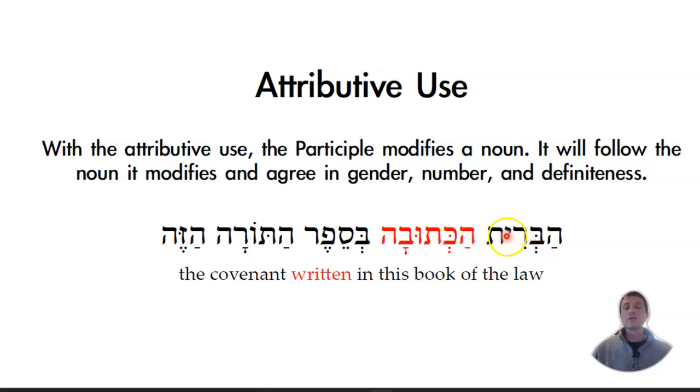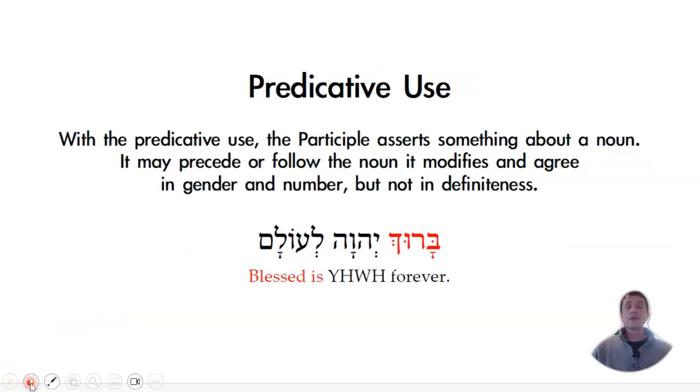If you want to treat it really like an attributive adjective, you could say, the written covenant in the scroll of this law. That's a little awkward in English. You might want to say, the covenant which is written in the scroll of this law. They can be used predicatively like a verb. It's a very common phrase in the Psalms. Baruch Adonai le'olam, blessed. And blessed is the participle, is Yahweh forever.